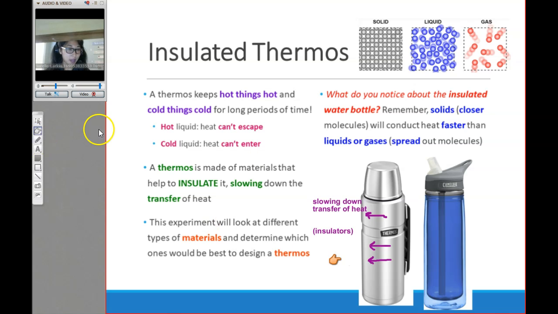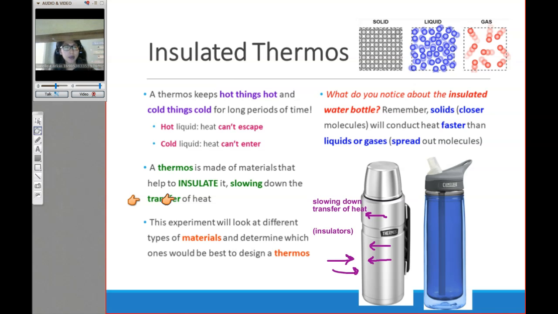Give me a thumbs up if that makes sense. So no matter what, heat just can't get through on either side. So it can't get outside of it, and it can't get into it, right? Perfect. So the thermos is made up of materials to help insulate it, slow down that transfer of heat. And again, in this experiment, we're going to look at some different materials and figure out which one will be best for a thermos. Okay.